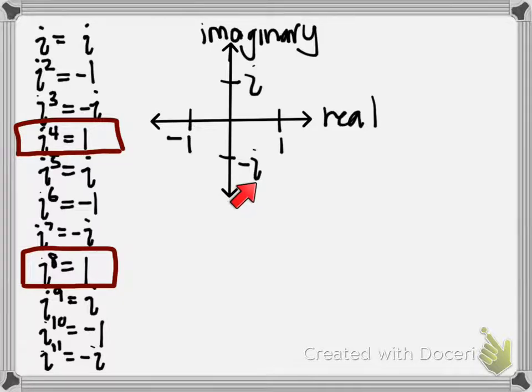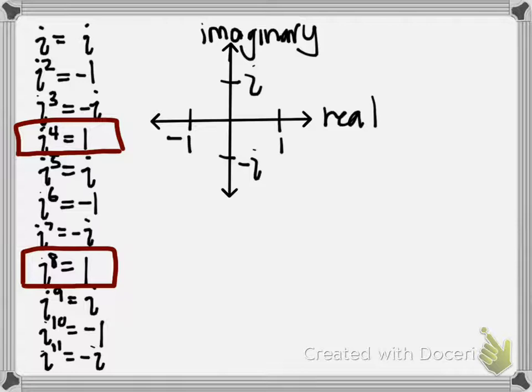Which is going to be i to the 7th, and then this one here is going to be i to the 8th, and so forth. So again, we just go in order. So this is i to the 2nd, i to the 3rd, i to the 4th, i to the 5th, i to the 6th, i to the 7th, i to the 8th, and so on.